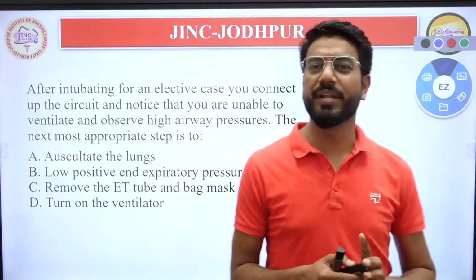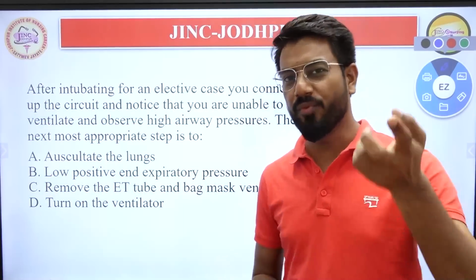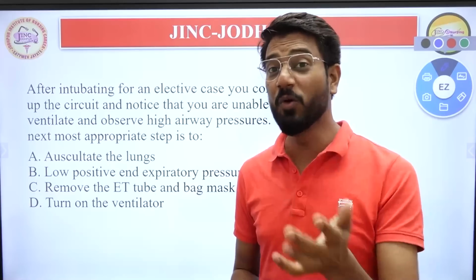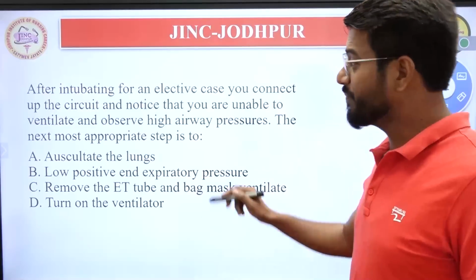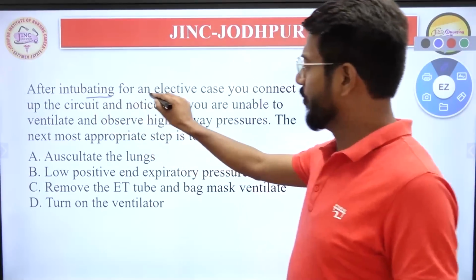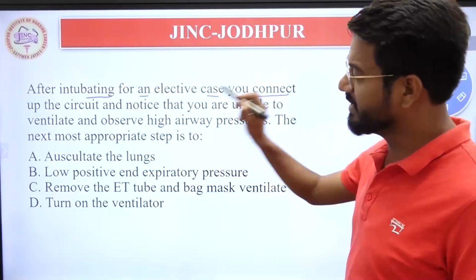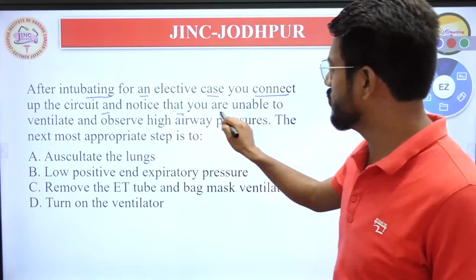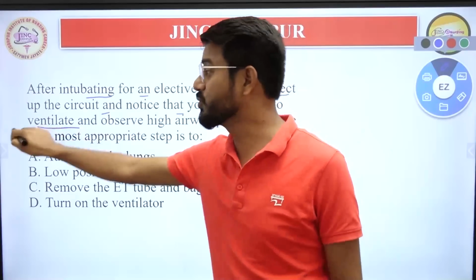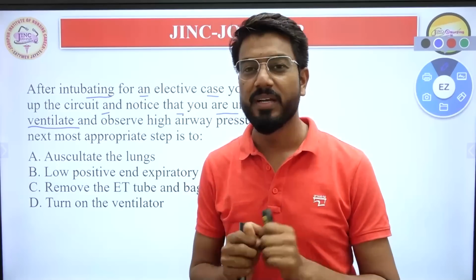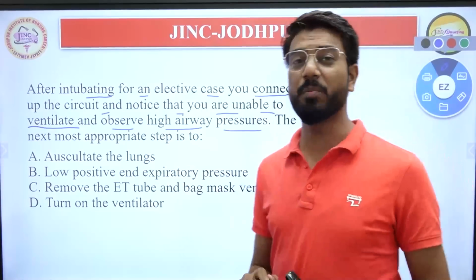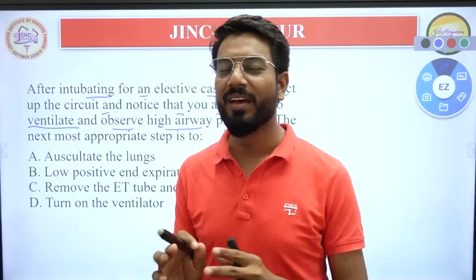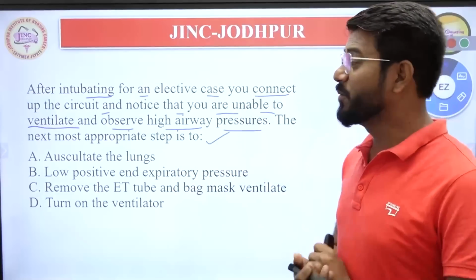So what is the question asking here? It is very important to understand the question first. Then we will go on to other things. So first thing, after intubating for an elective case, you connect the circuit and notice that you are unable to ventilate. You are not able to ventilate the patient. Second thing, you observe high airway pressure. The pressure is very high in your airway. What is the next appropriate step?